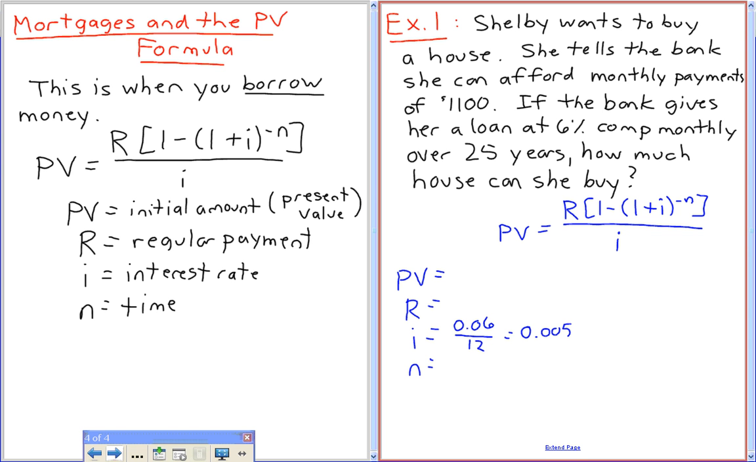Can you give me another piece of information, please? It's 25 years. Yes, but not quite right, because it is years where you could switch over to months. 25 times 12, right? Because you're paying every month, so you're paying for 300 months.